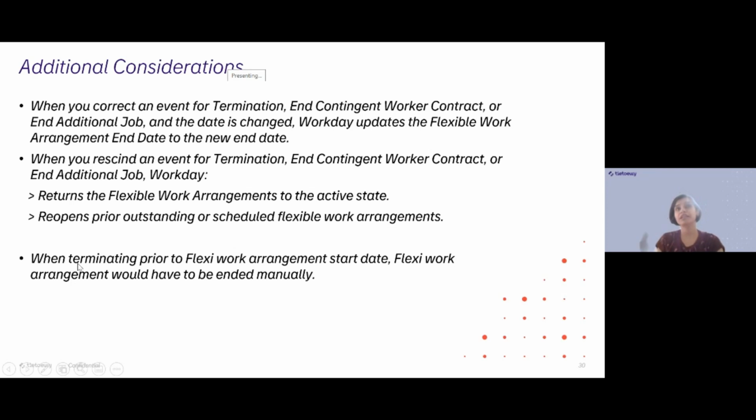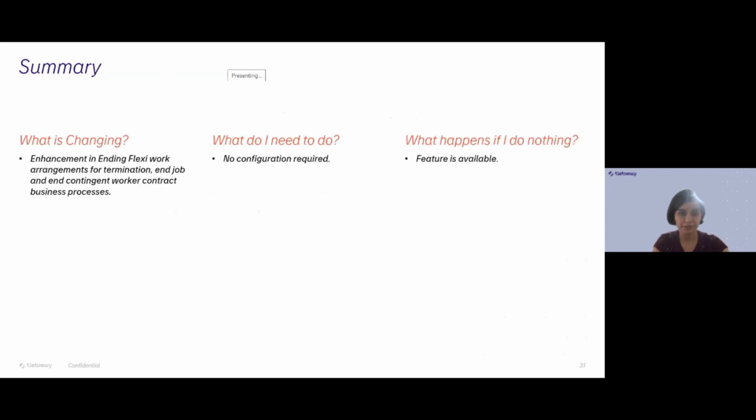If we are terminating a worker prior to the flexi work arrangement start date, so for instance, we had the flexi work arrangement starting 11th of August, and we are terminating a worker, let's say, 1st of August, then we would have to manually end the flexi work arrangement via that end button that I had shown, and it will not happen automatically in the termination business process.